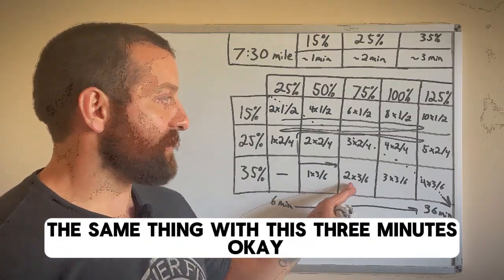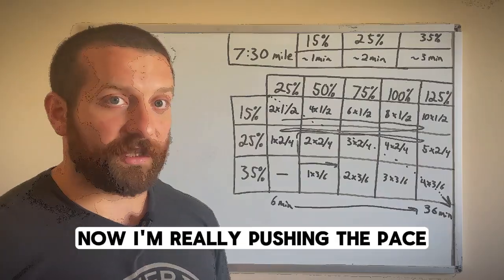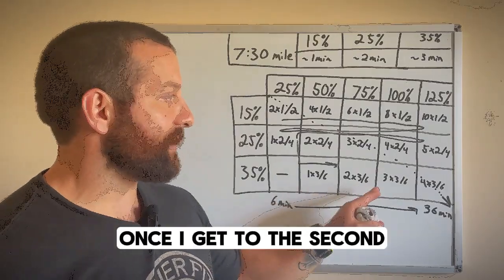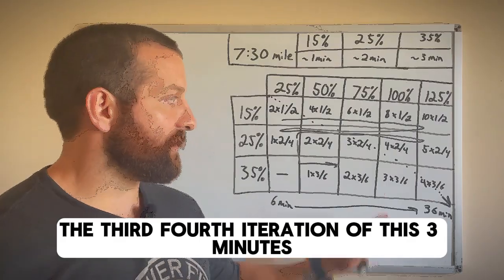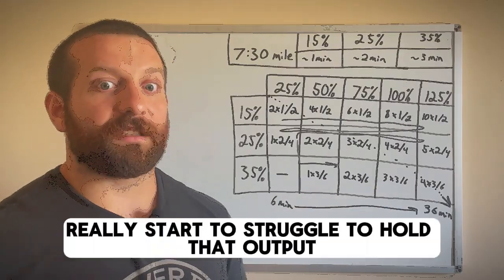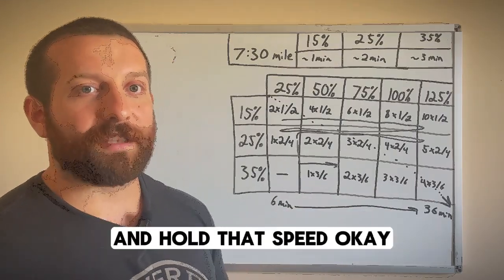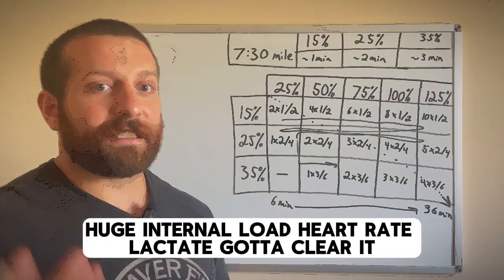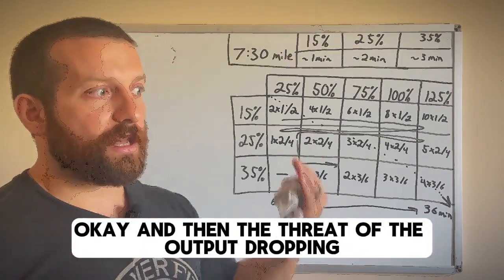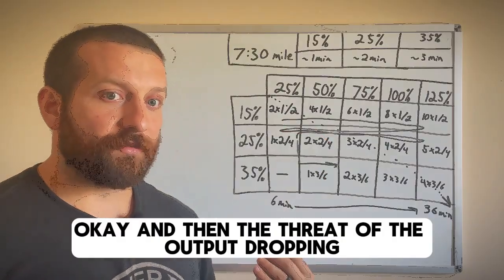The same thing with this 3 minutes. Okay, now I'm really pushing the pace. Once I get to the second, third, fourth iteration of this 3 minutes, that's when I really start to struggle to hold that output and hold that speed. Okay, huge internal load, heart rate, lactate, got to clear it. Okay, and then the threat of the output dropping.